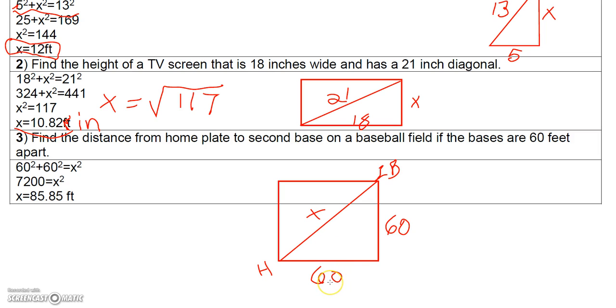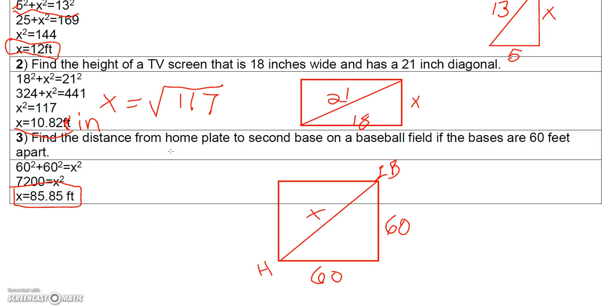We know that this forms a right triangle, and we're looking for the diagonal, which we'll call x. So we know that 60 squared plus 60 squared must equal x squared. That's going to be 3600 plus 3600, which added together gives 7200. So x squared equals 7200, and then take the square root of that, so x equals the square root of 7200. When I found that with a calculator, it was almost 86 feet. It's about 85.85 feet.